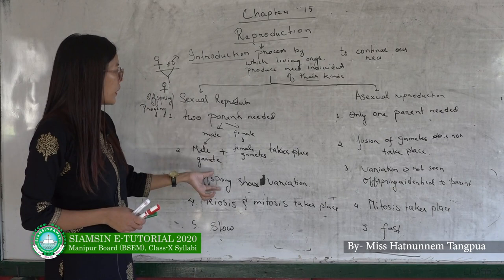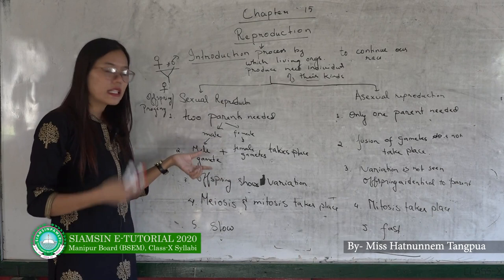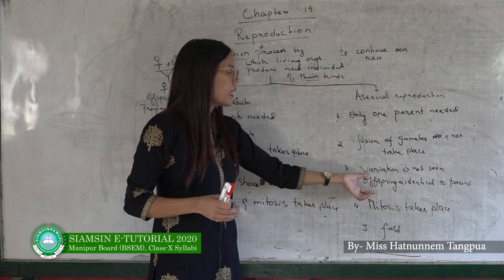Offspring produced by sexual reproduction show variations. They are not identical in appearance. They are not exactly the same as their parent. They are a mixture of their parents. In asexual reproduction there are no variations; the offspring are exactly the same, identical genetically and morphologically, as their parent.